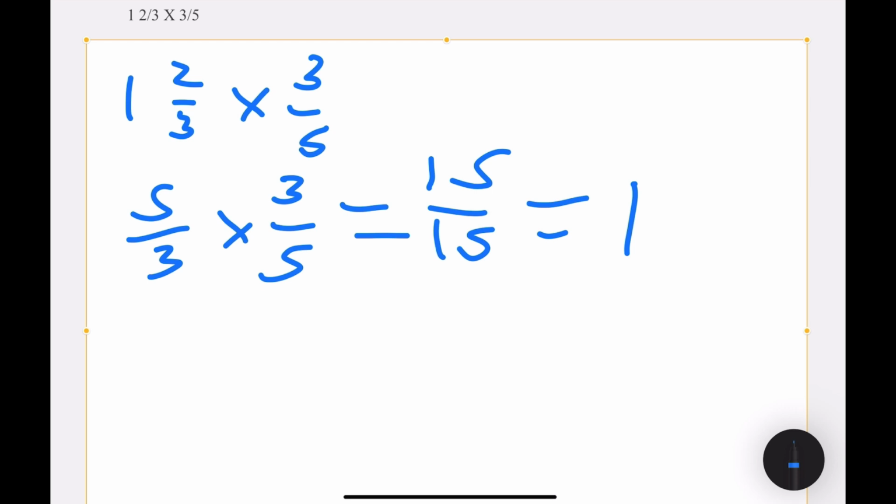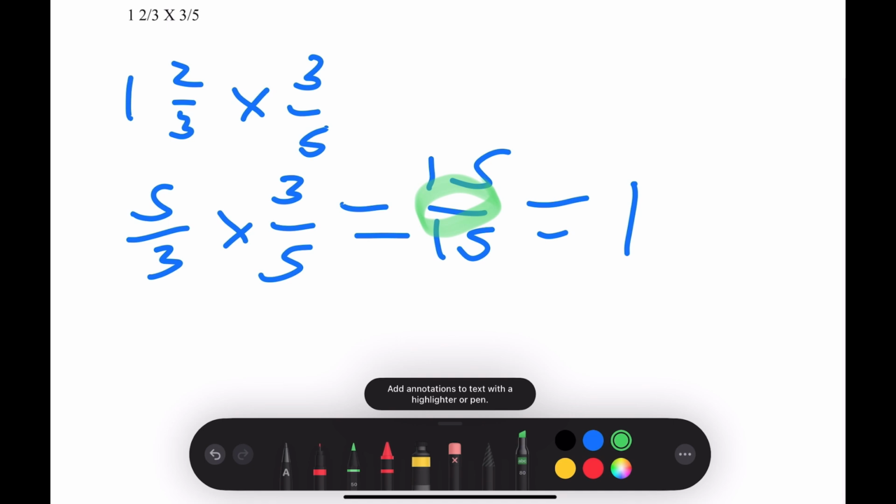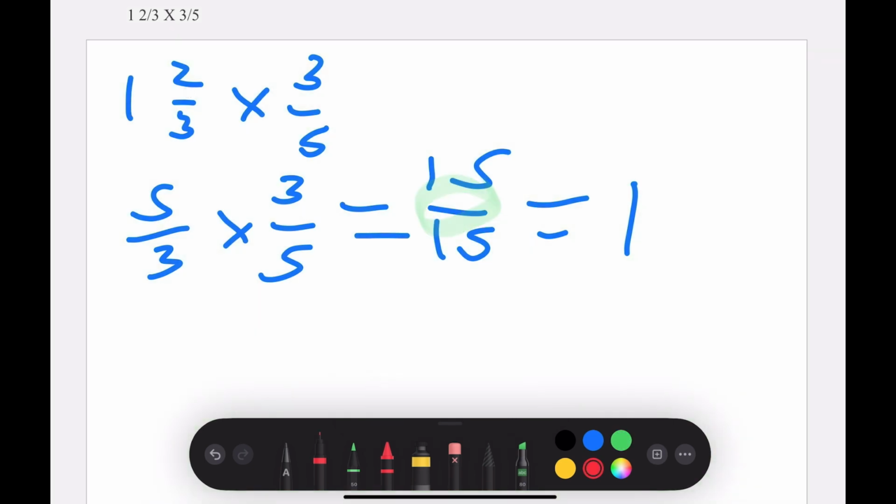If you divide the bottom by 15, you get 1. And 1 divided by 1 is just 1, as the fraction sign is the same as saying divided by. So the final answer would be 1.